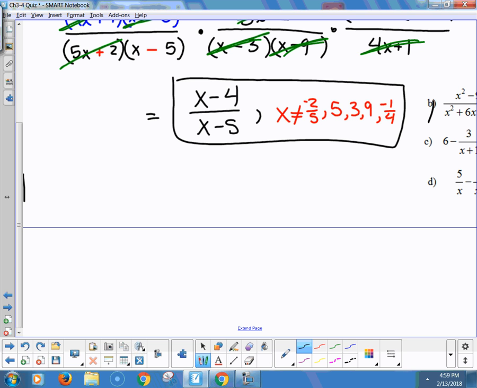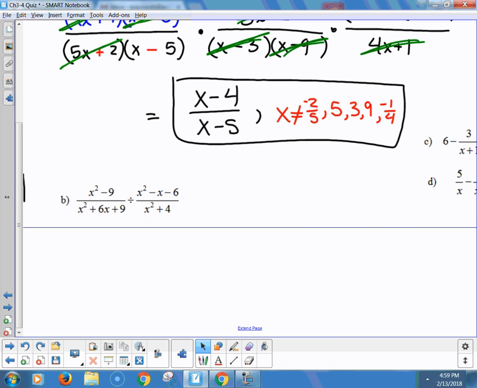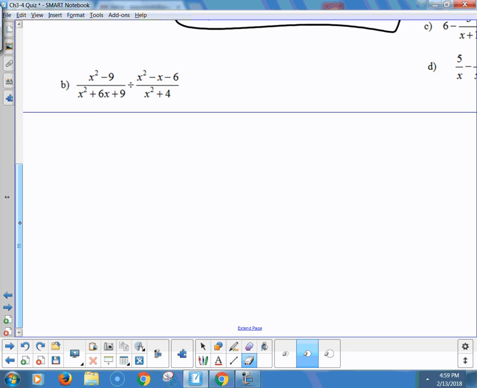Let's take a look at B. Oops. B was also worth 6 points. Again, you got 4 points for doing all the factoring properly, and another 2 points for writing all the excluded values.